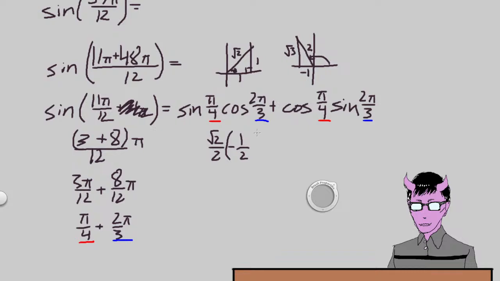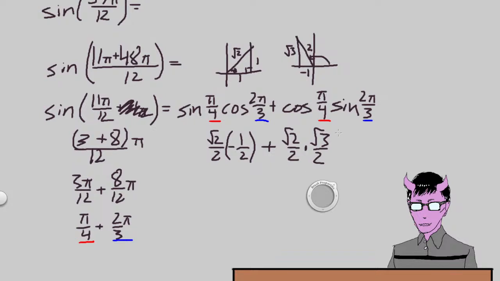So parentheticals are pretty nice. Make good use of those ones. Let's copy paste the plus. Cosine of pi over 4, same as the first one. So root 2 over 2. Sine is opposite over hypotenuse.